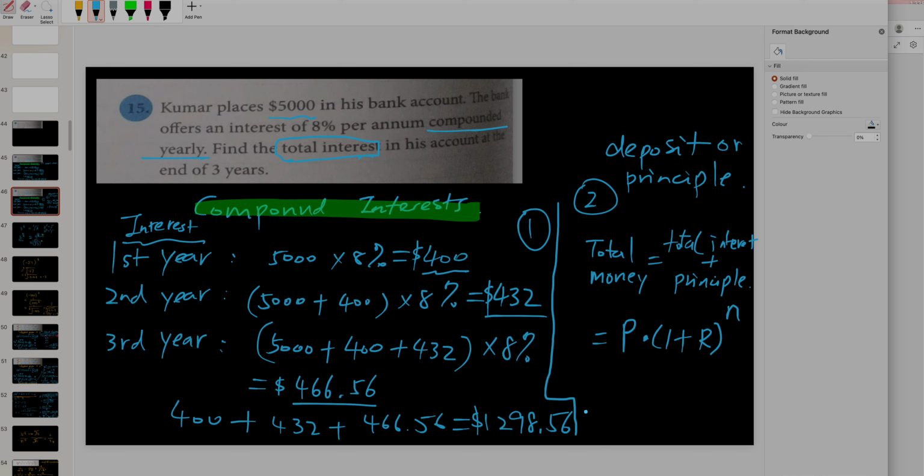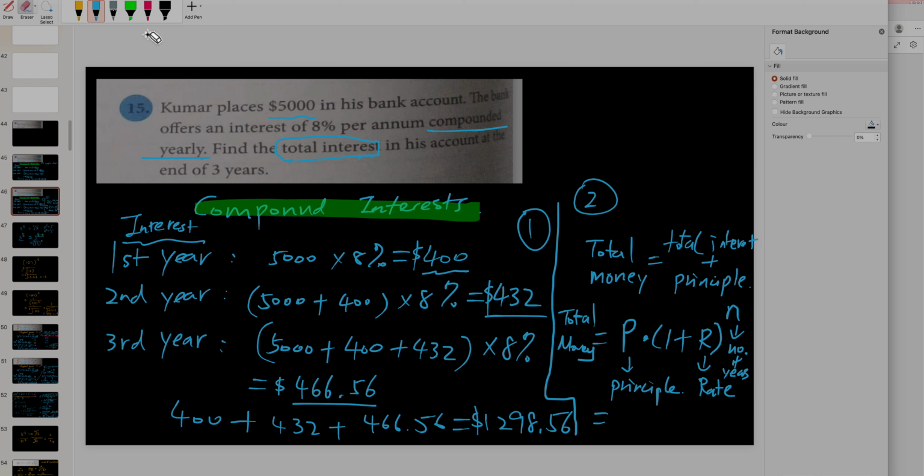So there are formulas you need to memorize. So it's total money equals P, which is principal, times (1 + R) to the power of N. R means the interest rate. N means the number of years. Okay? So in this question, what's the principal? What's the principal you put in? How much you put in? Read the question.